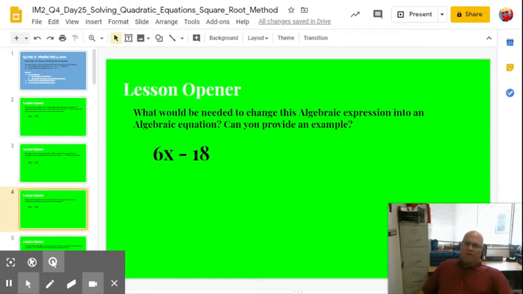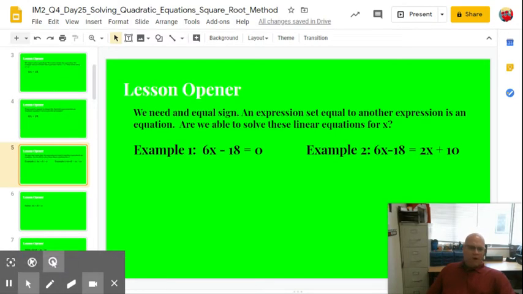My question for you now is, what would be needed to change this algebraic expression into an algebraic equation? Can you provide me an example of how this could turn into an algebraic equation? I hope you remember we need an equal sign, right? So here's one possible example, 6x minus 18 equals 0. You could add 6x minus 18 equals 38, any number there. Example 2, we have it equal to another expression, right? So 6x minus 18 equals 2x plus 10. All right, now we have an equation.